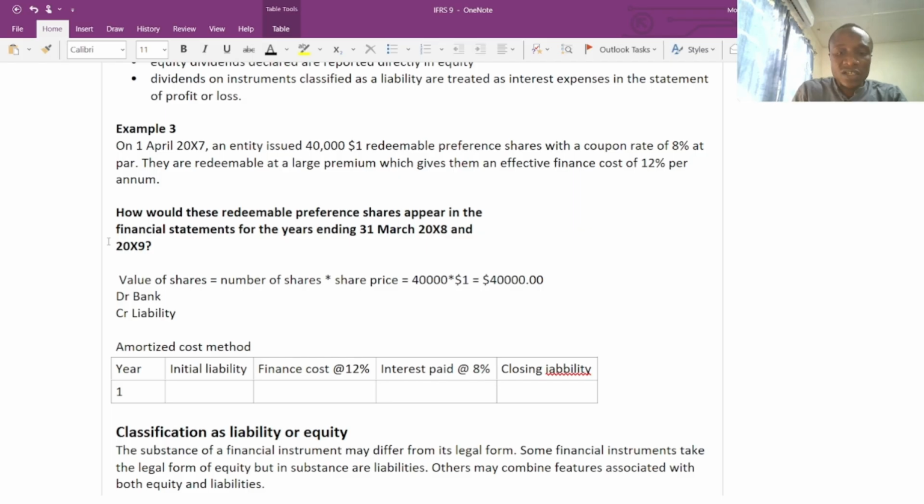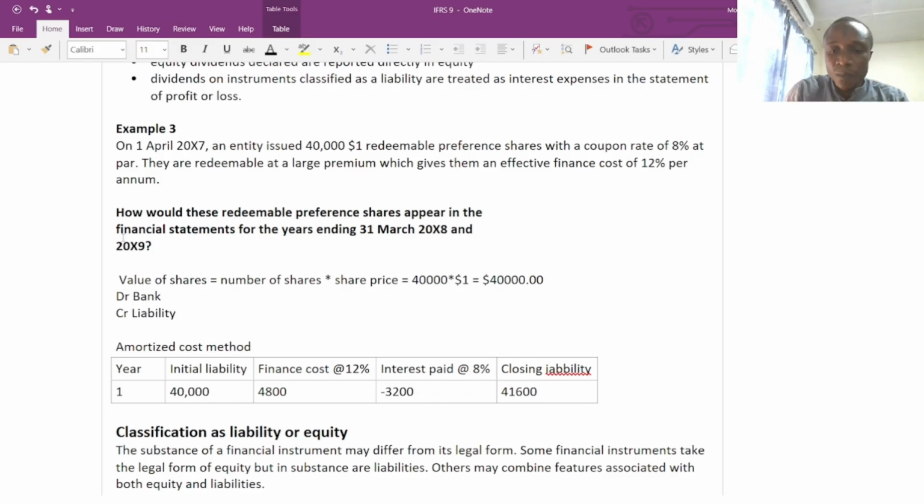Year one, the initial value is 40,000. The finance cost will be 12% of 40,000. 0.12 times 40,000 will be 4,800. The interest paid will be 0.08 multiplied by 40,000, which will be 3,200. Then the closing liability will be 40,000 plus 4,800 minus 3,200, which will be 41,600. So basically, this is how we are going to show the irredeemable shares in the financial statements.